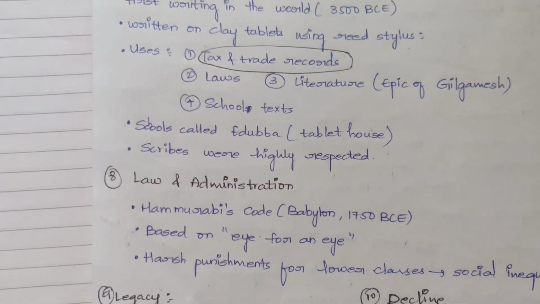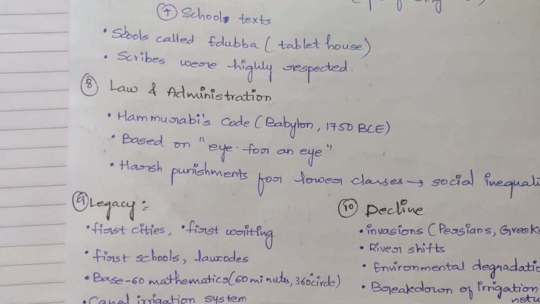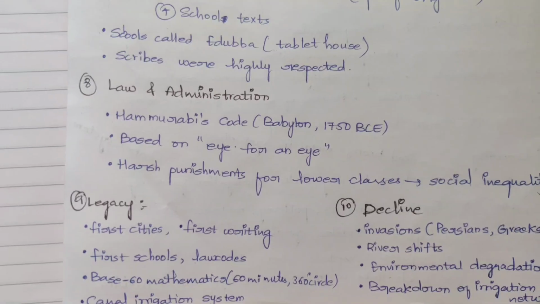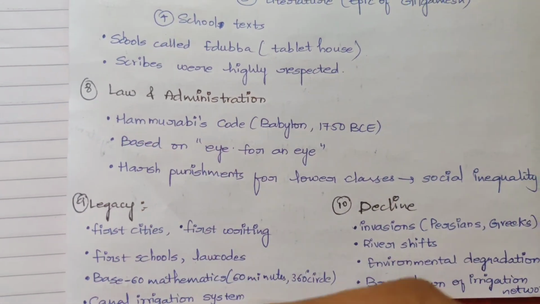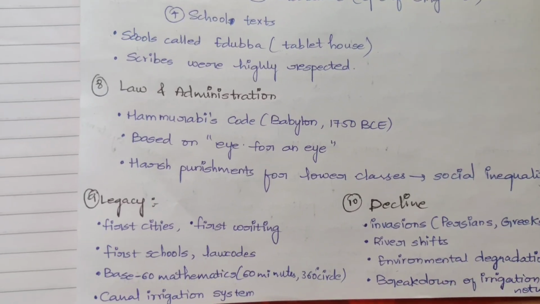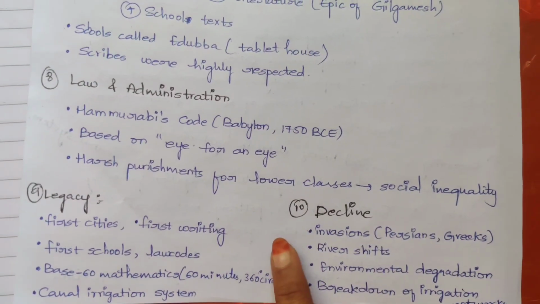Scribes were highly respected. Next, law and justice. Hammurabi's Code, Babylon, it was the law based on an eye for an eye, with harsh punishments for the lower classes.